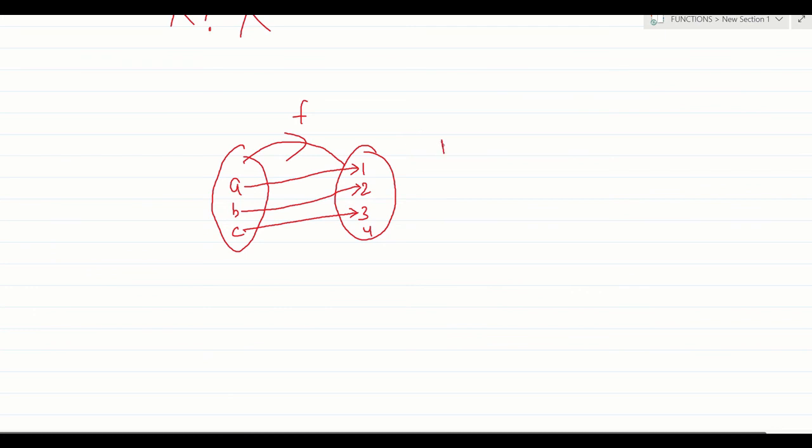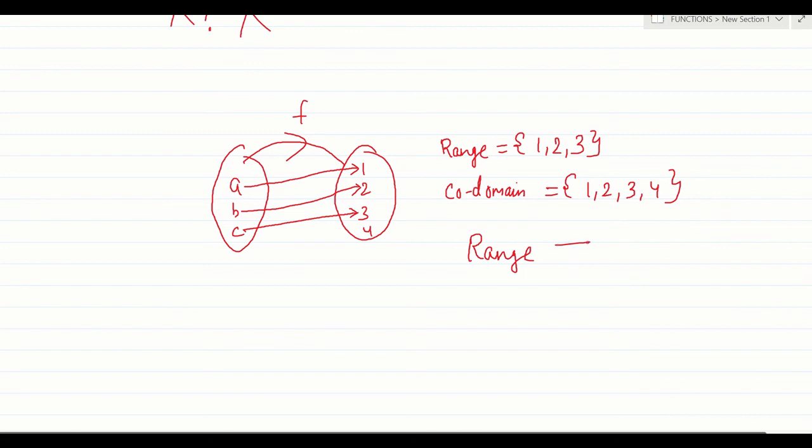So in this function, what is the range? Range is equal to 1, 2, 3. And what is the codomain? Codomain is equal to 1, 2, 3, 4. So is range equal to codomain? In this case, is range equal to codomain? Just think and say, no, range is not equal to codomain. That's why this function will not have its inverse.